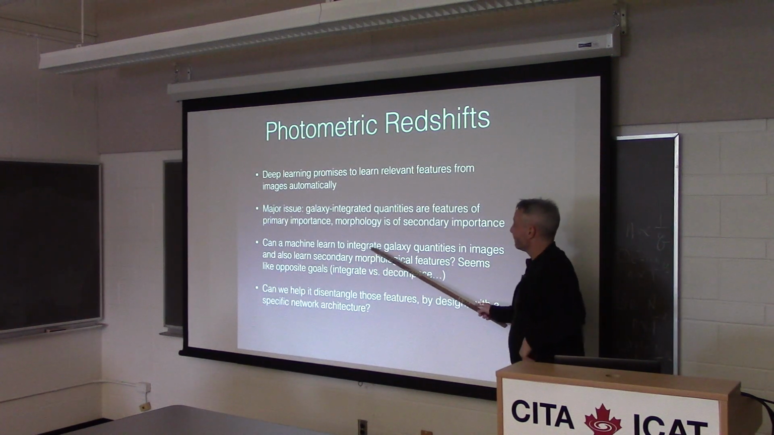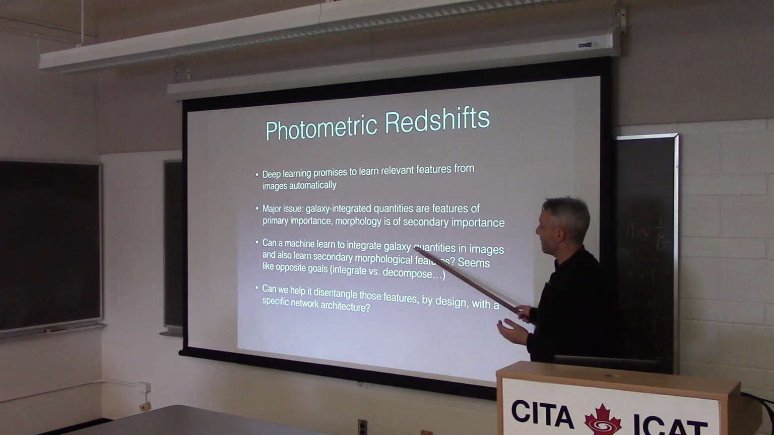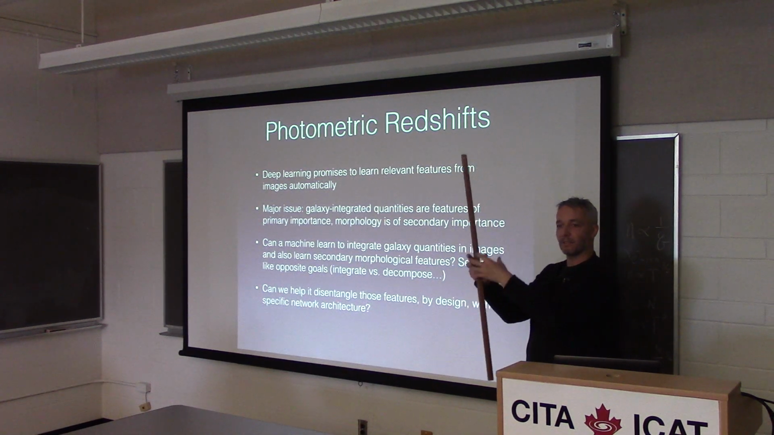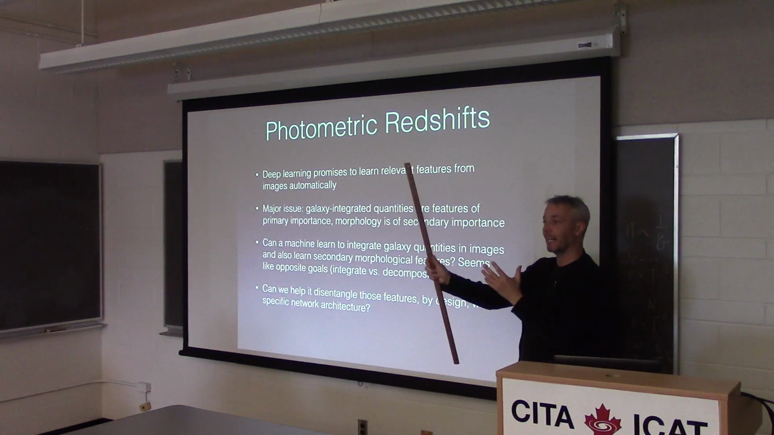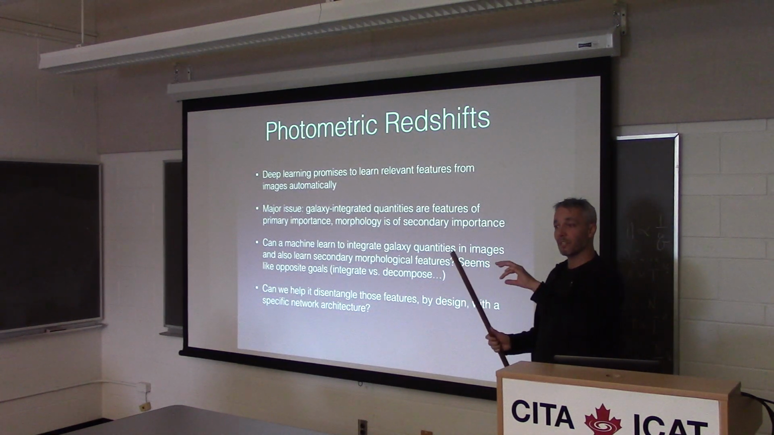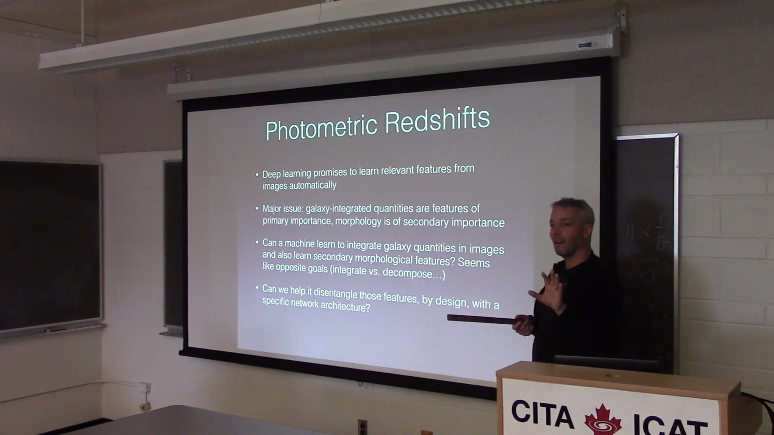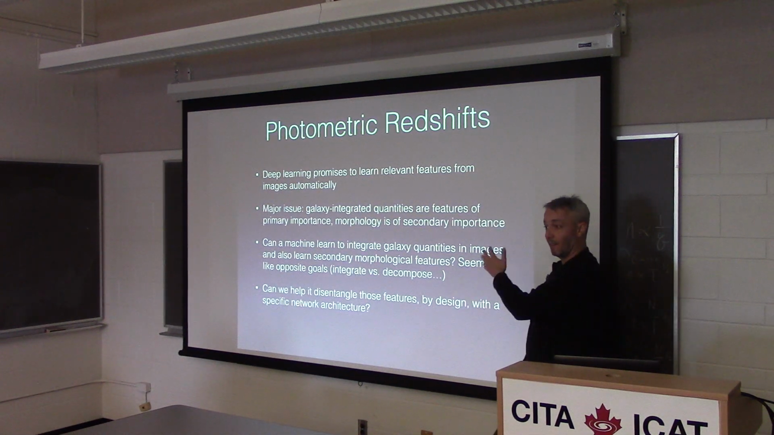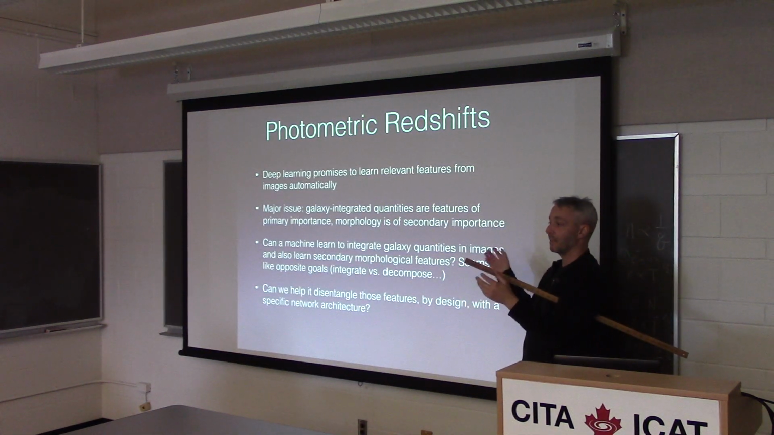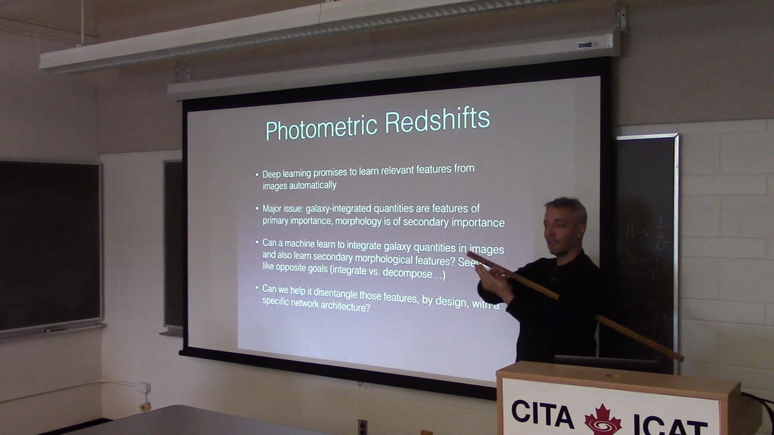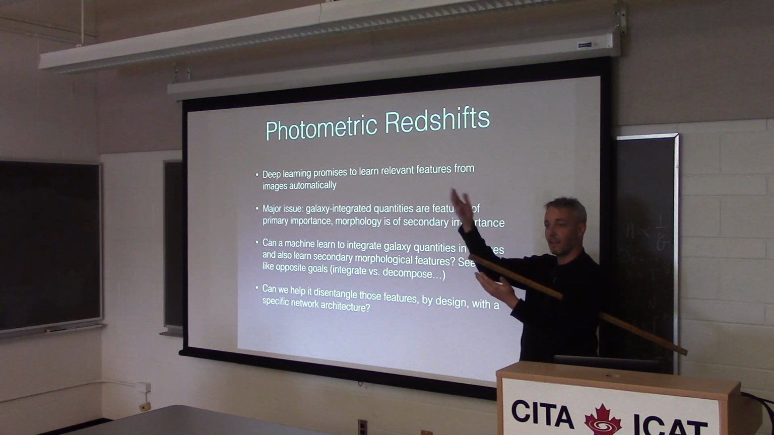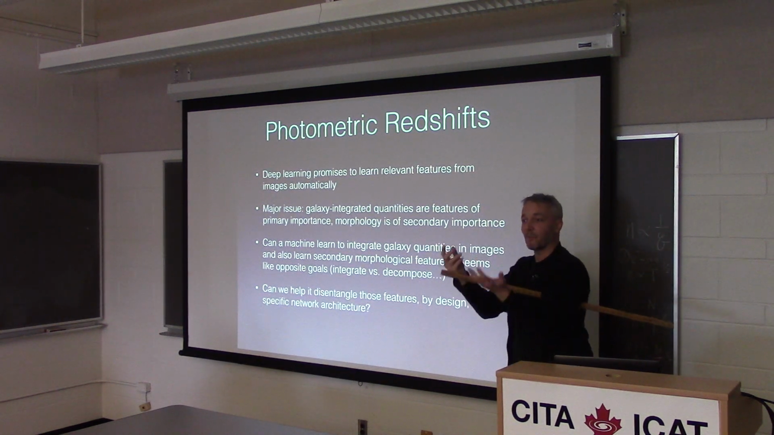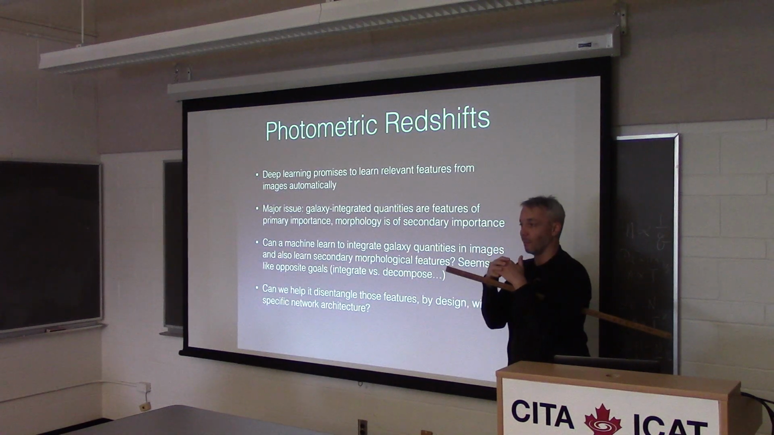So the question I asked myself is: can a machine learn to integrate these galaxy quantities, which are basically the magnitudes and the colors? They're basically integrating the light over the galaxy, and at the same time learn the morphology. It's a bit of a conundrum if you think about it, because on the one hand, if you feed an image, you're asking your algorithm to learn how to integrate light to get the magnitude and the colors. But on the other hand, you also want it to learn to decompose the galaxy to get this morphology. So they're a bit like opposite goals, right?